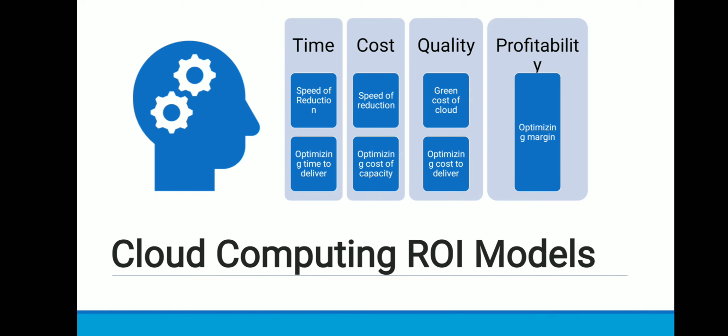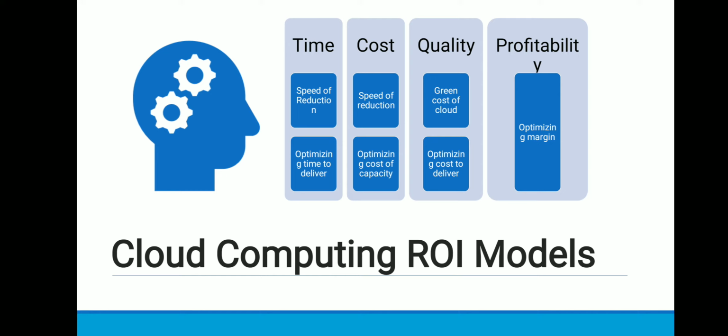So as I said, there are four different pillars: time, cost, quality, and profitability, and there are different ROI saving models depending upon what type of project you are doing. So speed of time reduction actually talks about compression of time reduction by cloud adoption. And the second is rate of change of total cost of ownership reduction by cloud adoption. Then optimizing time to deliver or optimizing time to execution. So this actually focuses on increase in provisioning speed, and the second one is more towards speed of multi-sourcing.